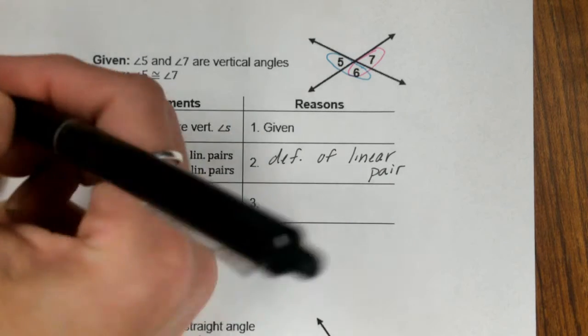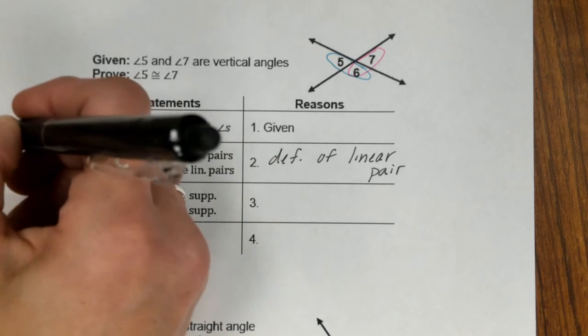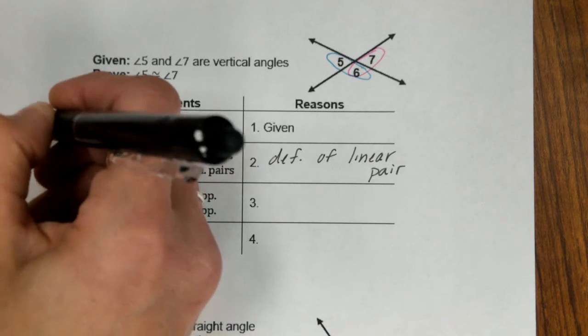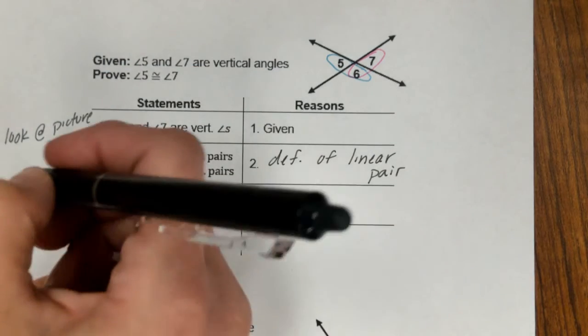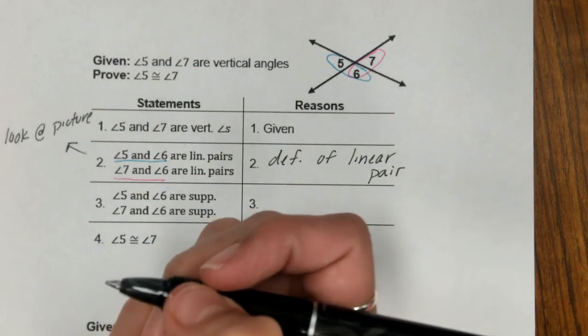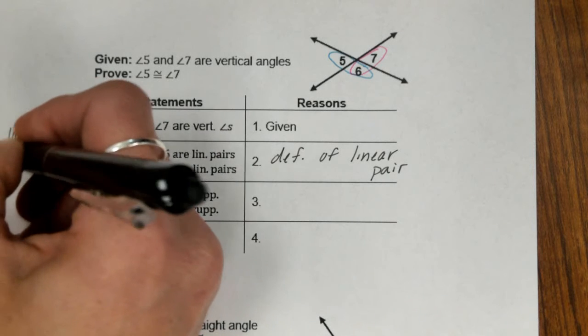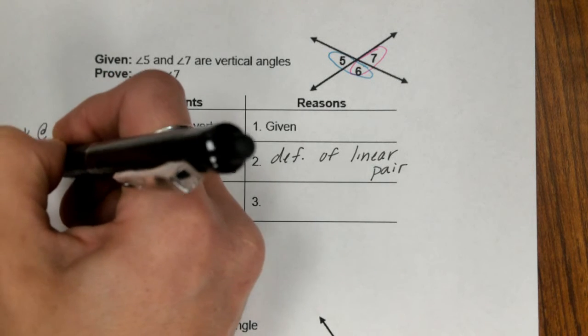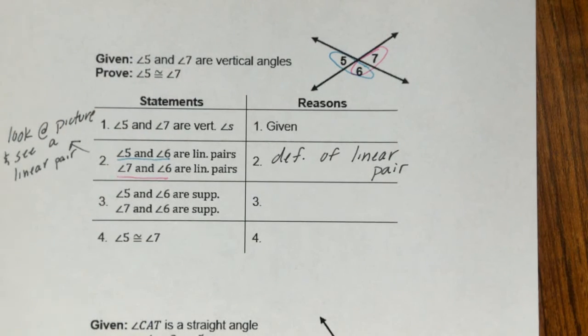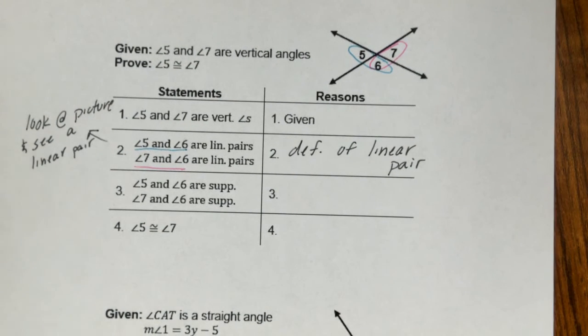So here we want to note, how did we figure that one out? We looked at the picture. Okay, we looked at the picture and we saw that they were a linear pair. So look at picture and see a linear pair. That's how we knew our reason, was you had to look.